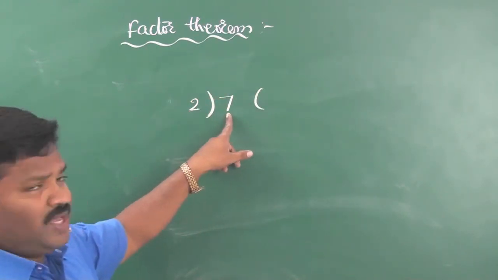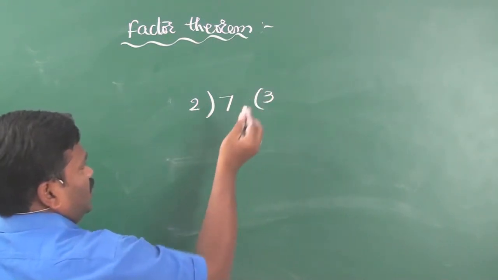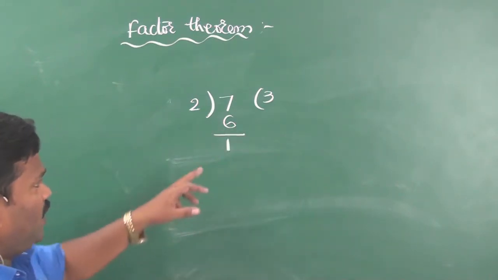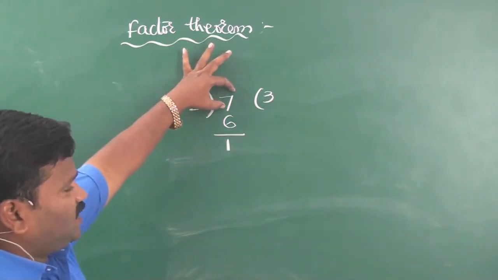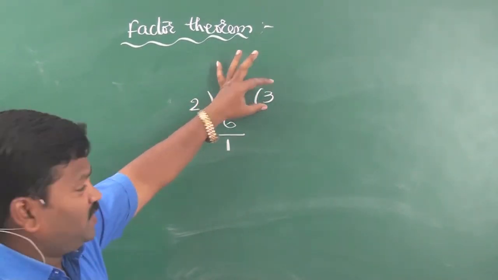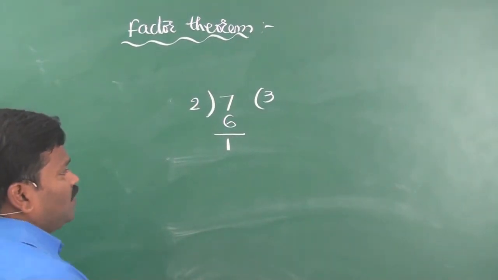Will 2 go in 7? No, it will go 3 times, 6, and the remainder is 1. Here 7 is the dividend, 2 is the divisor, 3 is the quotient, and 1 is the remainder. What is the remainder here? 1.